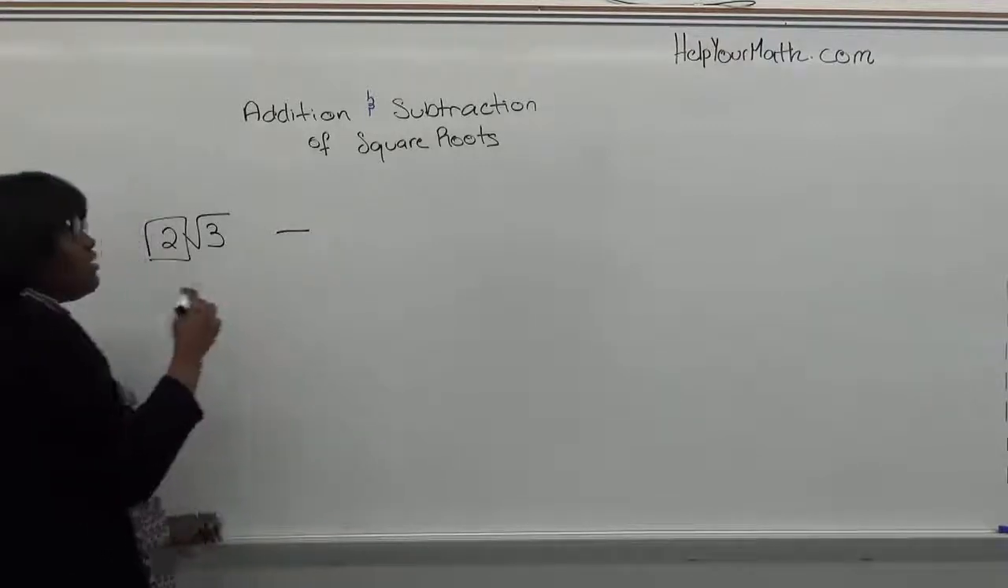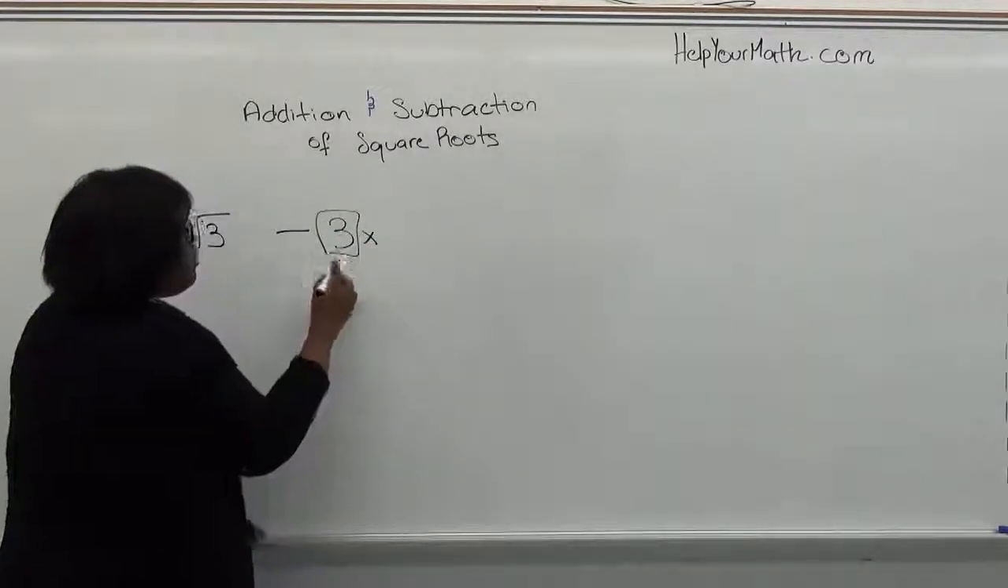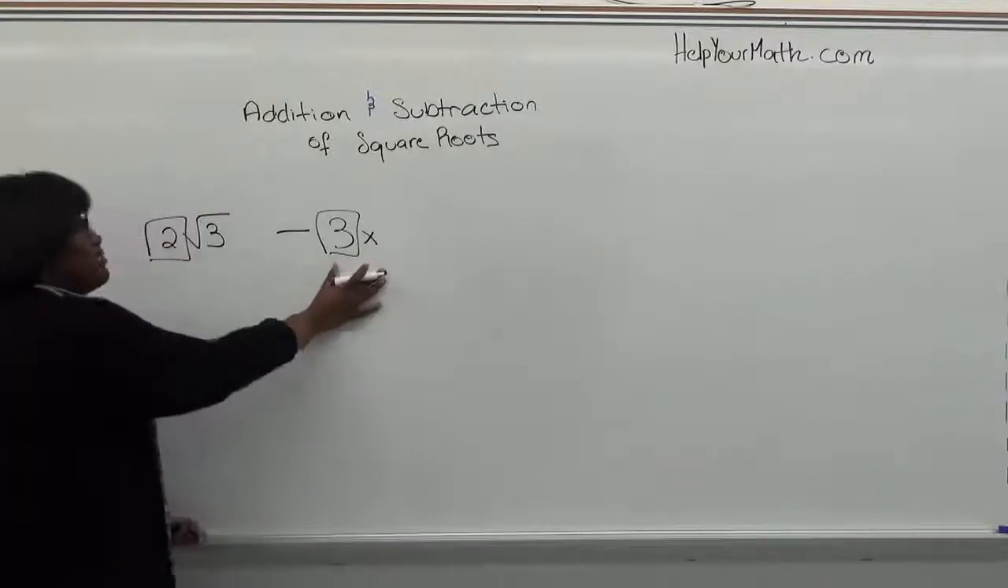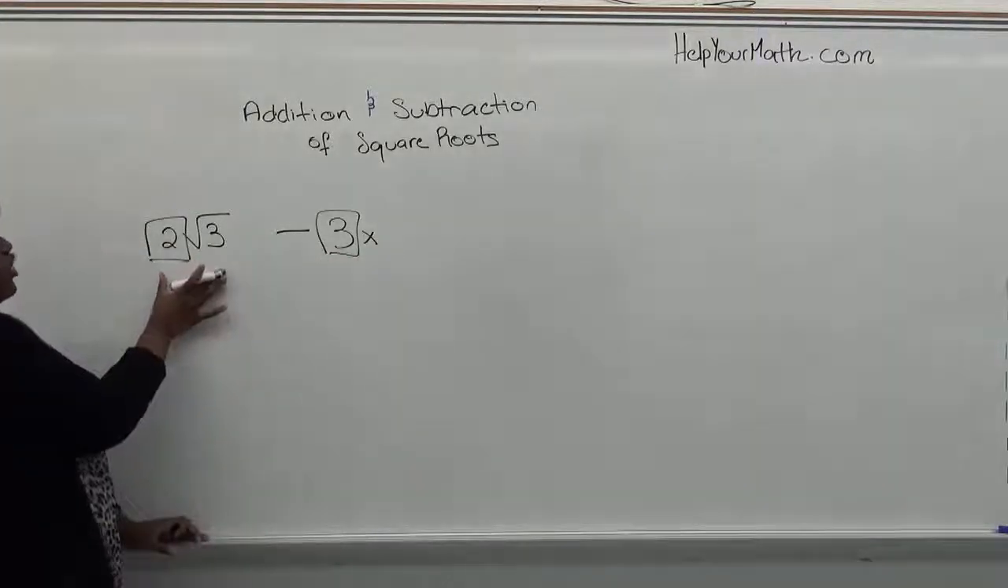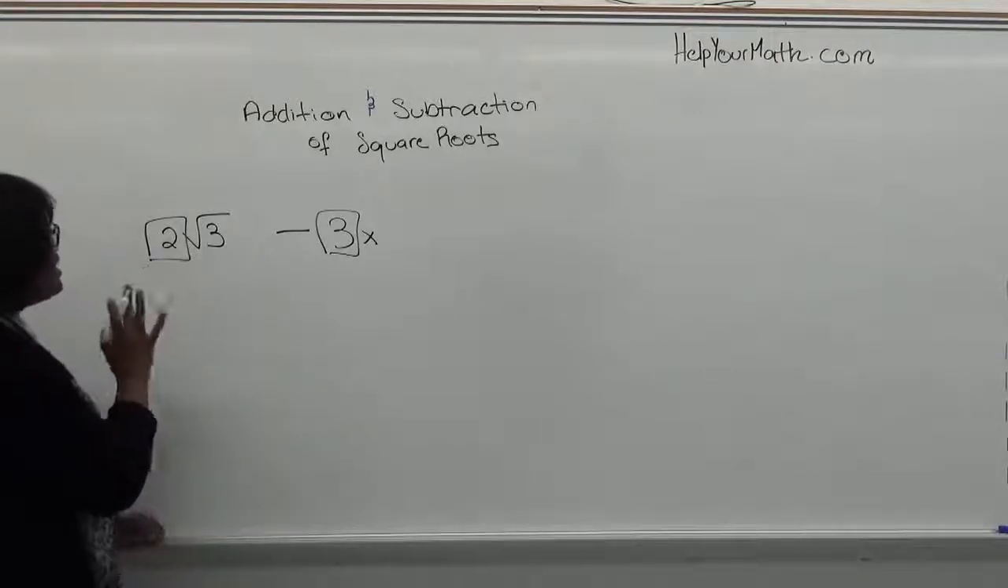It's the same as if you would have 3x. We know that 3 will be our coefficient. So we apply this, so we will apply variables being multiplied by numbers to a radical. Okay, so let's get into it.